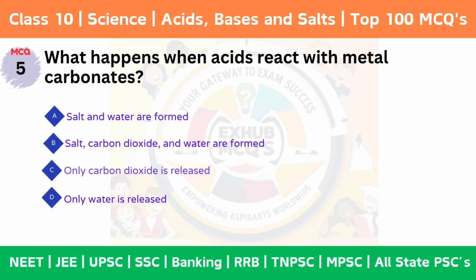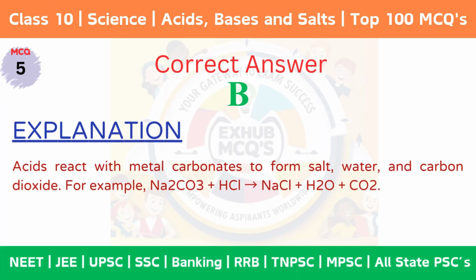MCQ 5. What happens when acids react with metal carbonates? Option A, salt and water are formed. Option B, salt, carbon dioxide, and water are formed. Option C, only carbon dioxide is released. Option D, only water is released. The correct answer is option B, salt, carbon dioxide, and water are formed.